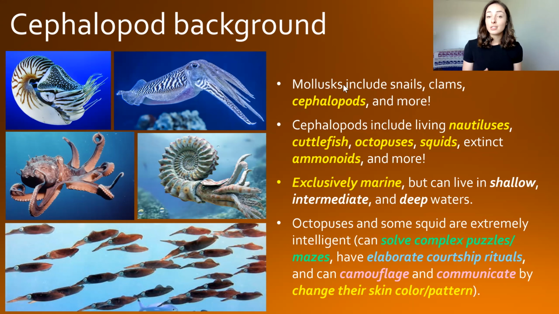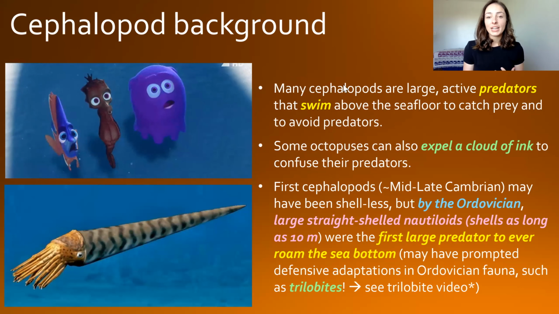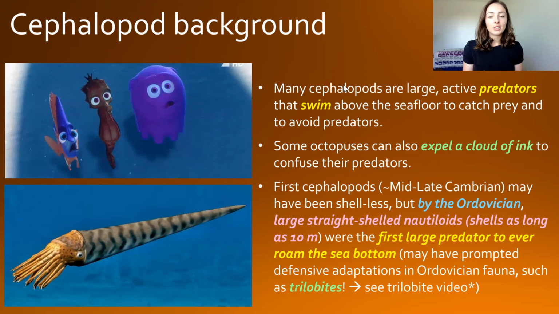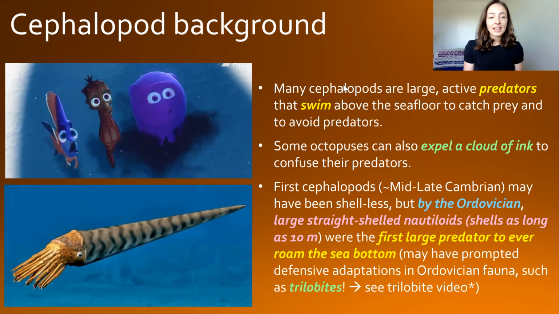Additionally, cephalopods are exclusively marine, but can be very diverse and live in shallow, intermediate, and very deep waters. Also, some cephalopods, like octopuses, for example, are very intelligent and can solve complex puzzles and mazes, have elaborate courtship rituals, and can camouflage and communicate by changing the color or patterns in their skin. Additionally, cephalopods are large and active predators that can swim above the seafloor to catch prey and avoid their own predators. They can also avoid or confuse their predators by expelling a cloud of ink, as we can see in this little Nemo gif that I show here on the left.